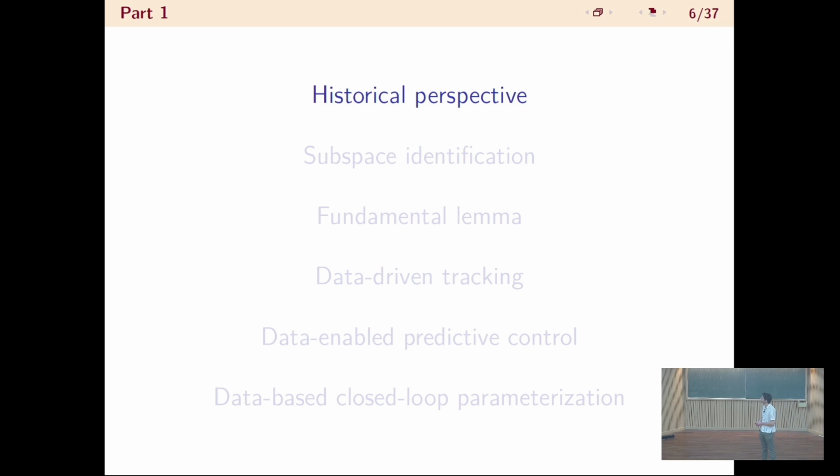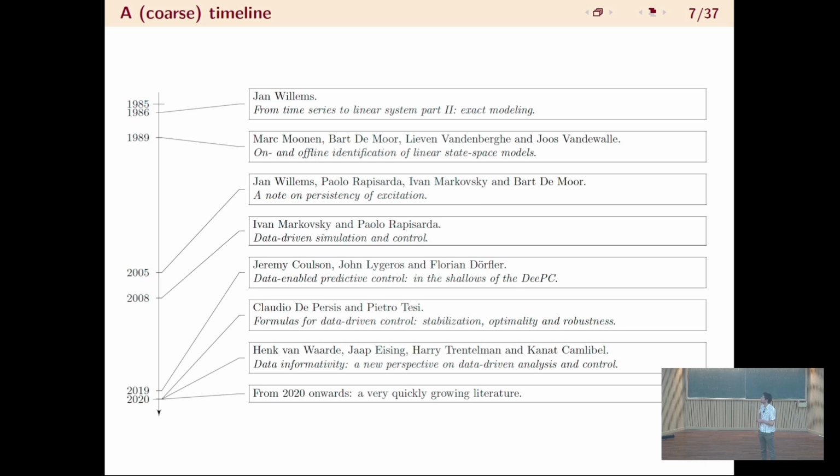Okay. Well, let's start with the historical perspective then. So this is the basic timeline that I want to treat. So I want to start at the end of the 80s, where subspace identification was initiated. So I want to talk about this paper by Mark Moonen, Bart de Moor, Lieven Vandenberghe, and Joos Vandewalle on on- and offline methods for subspace identification.